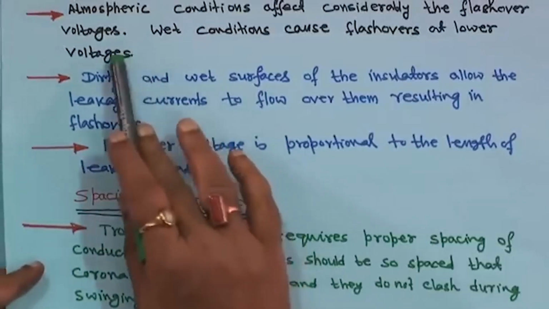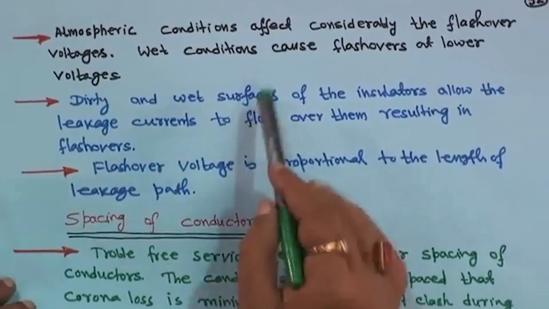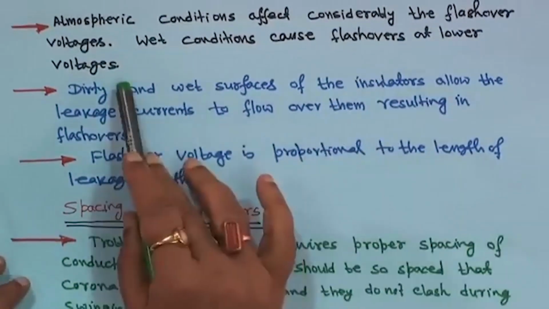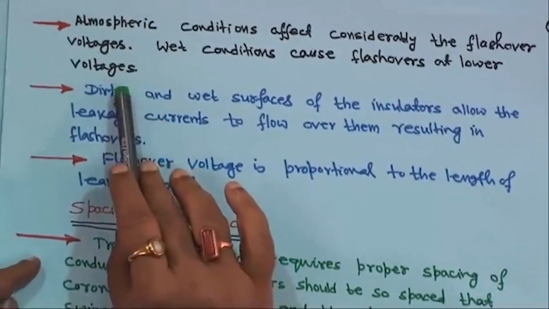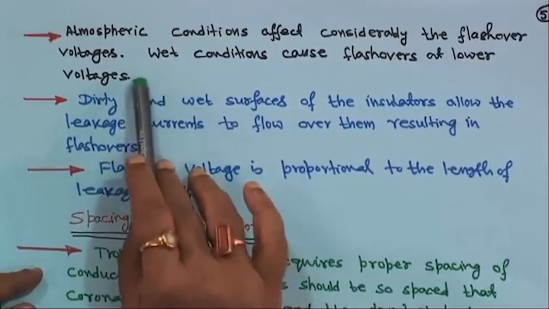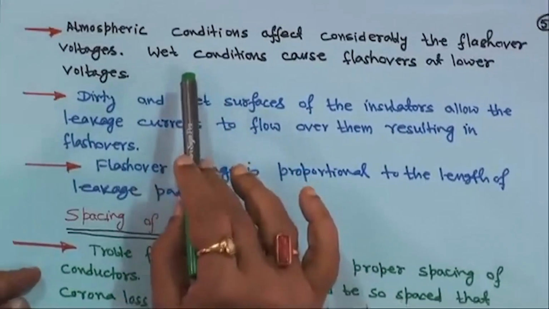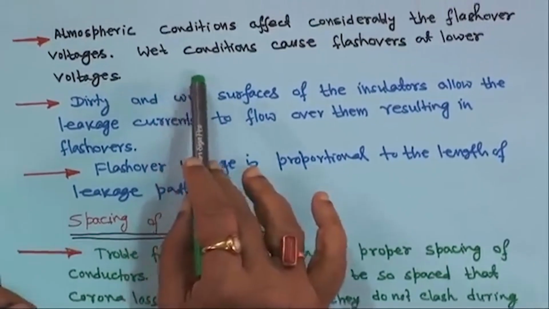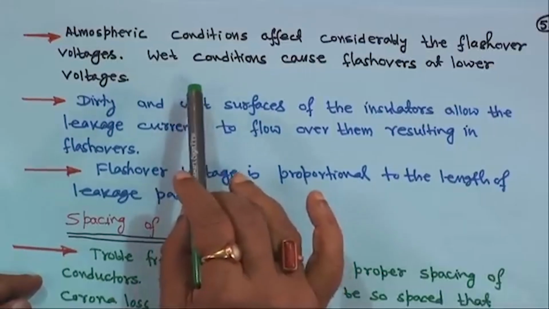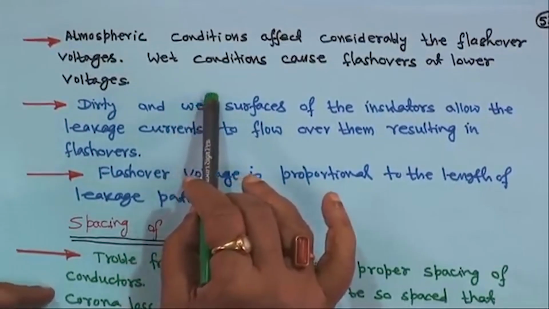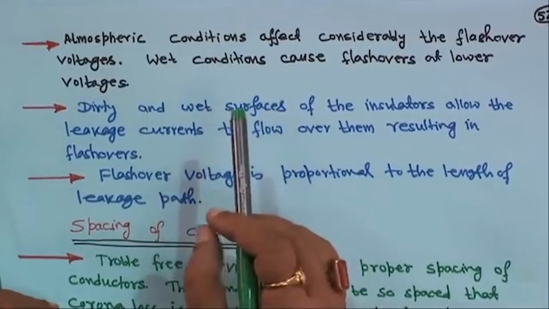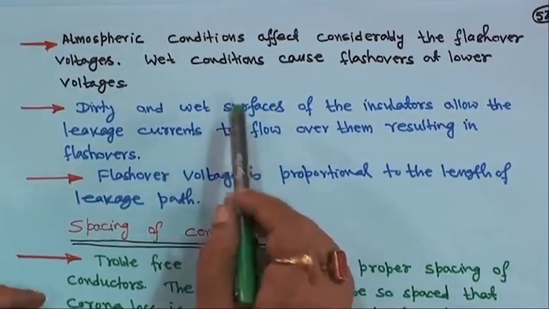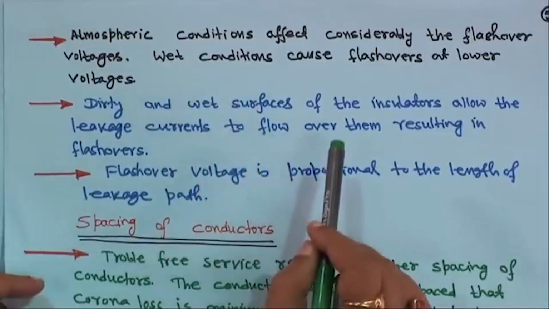Next, atmospheric conditions affect flashover voltages considerably. It is very important, particularly for insulators. Wet conditions cause flashover at lower voltages, particularly during the rainy season. This can create problems. Many times I have observed flashover happening during the rainy season, even on the railway traction line at a railway platform, where you can sometimes see flashover going on.